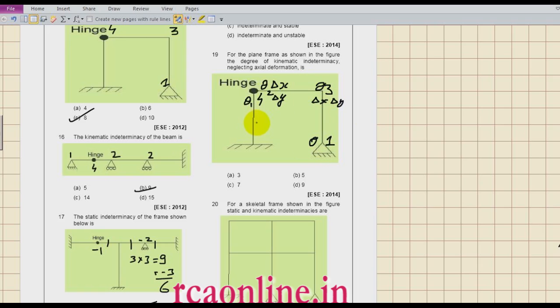Now ignore the axial deformation. So what will we do? We will subtract the number of members.